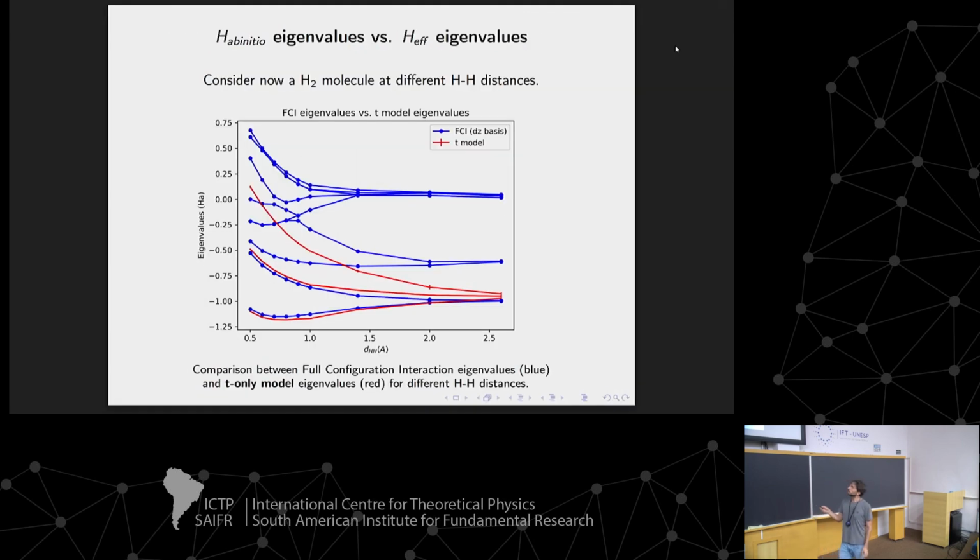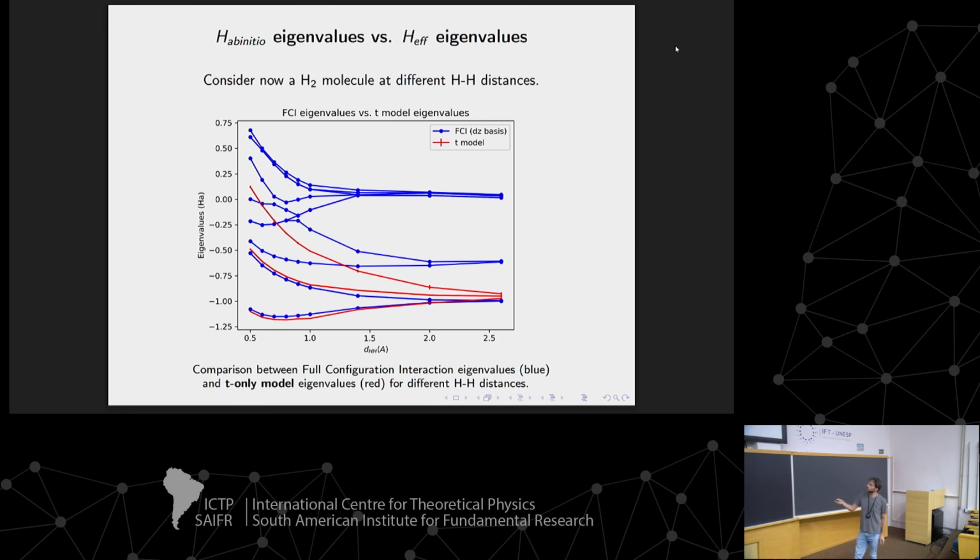Okay, here I'm showing results for the H2 molecule. Basically, what I'm comparing here is the values of the eigenstates of the system, the ab initio system. I did an exact diagonalization of the ab initio in terms of the distance between the hydrogen atoms, and we have these energy levels. Just to tell you, this is not a band structure. This is energy eigenvalues of our system in terms of the distance between hydrogen atoms.